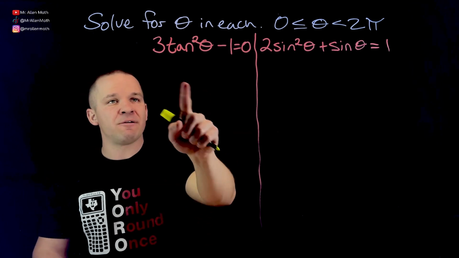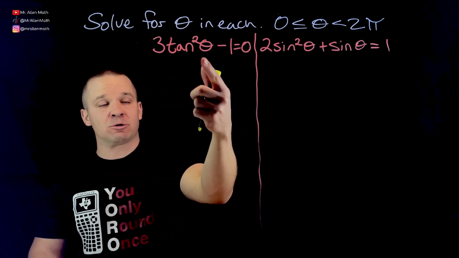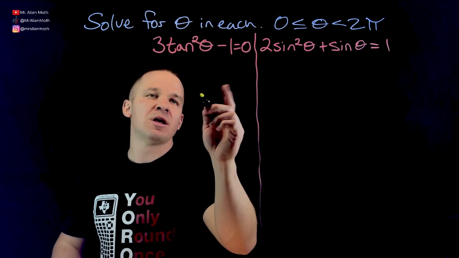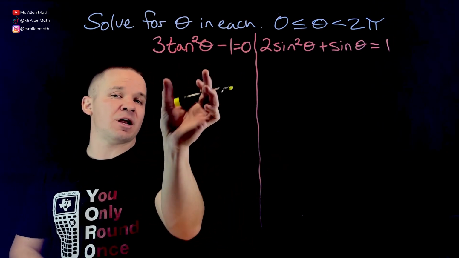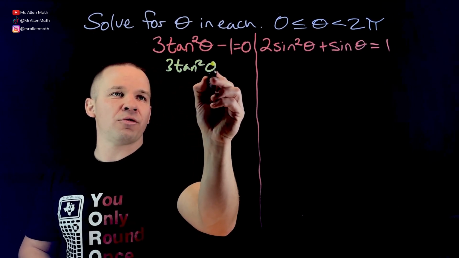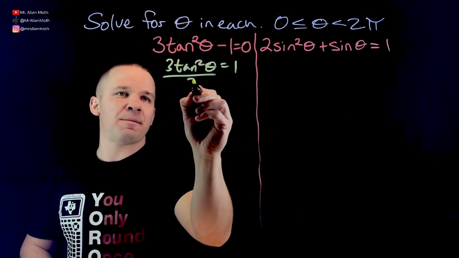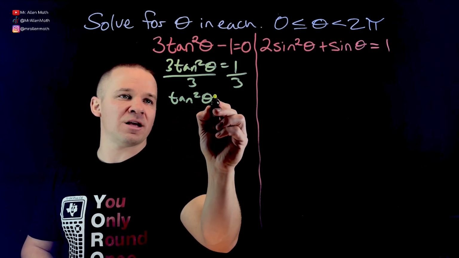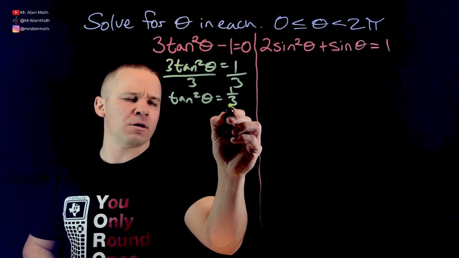So what can we do here? I've got one trig function here that is squared. If I isolate that, I can square root to continue to solve. So I think I need to get the tangent squared theta by itself. Let's add 1, so I get 3 tangent squared theta equals 1. Divide by 3, and I've got tangent squared theta equals 1/3.